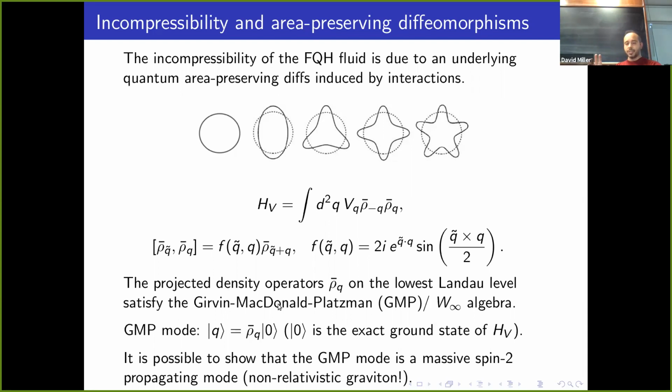So, in few words, people have studied numerically, and also analytically, this mode that comes from this area preserving diffeomorphism. Basically this mode is propagating, is gapped, and carries spin 2. So that's why people started calling it a graviton, at least a non-relativistic graviton, something that looks like a graviton in the linearized sense. Let me be precise.